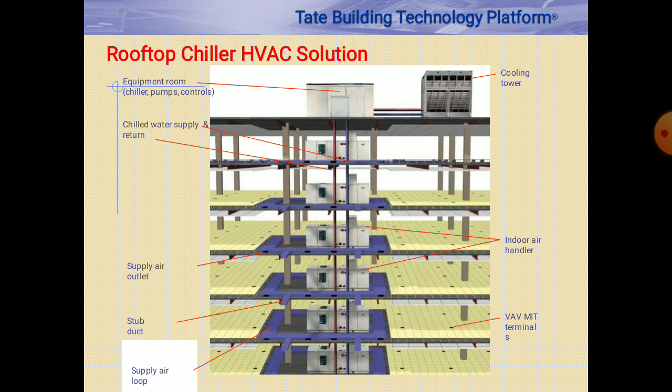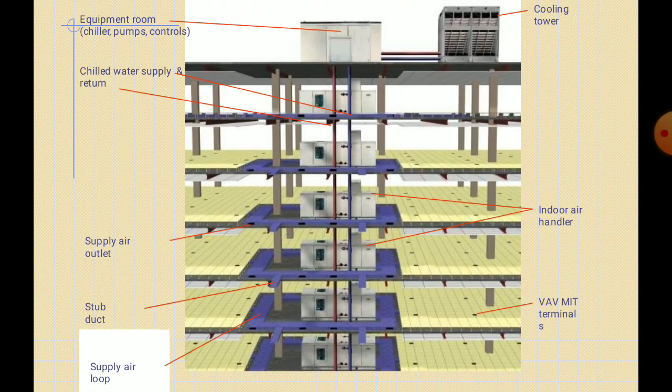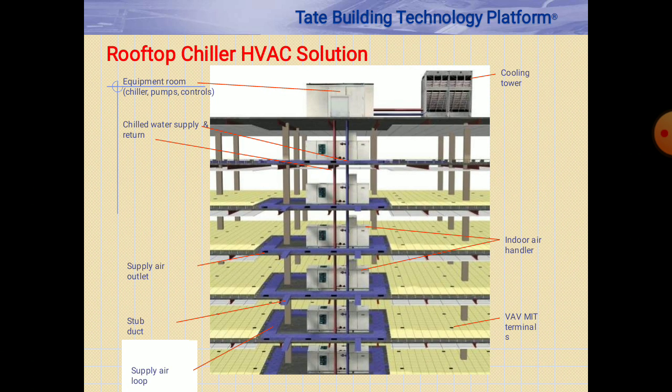So this is the rooftop chiller heating, ventilation and air conditioning solution. So supply duct is also shown there. This is the supply duct. Supply air, stub duct, chilled water supply and return, indoor air handling system, and cooling tower which is placed at topmost position.